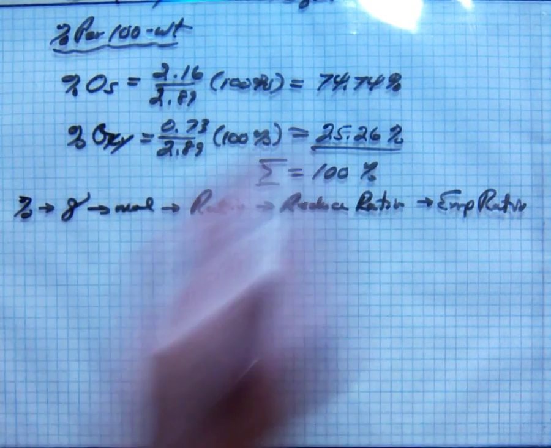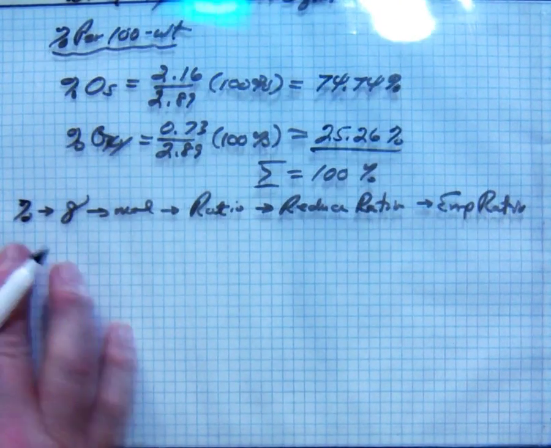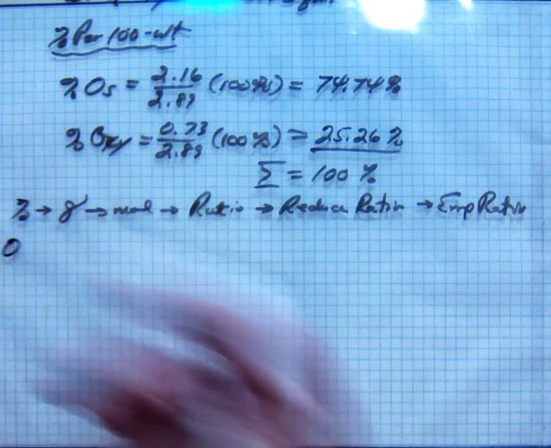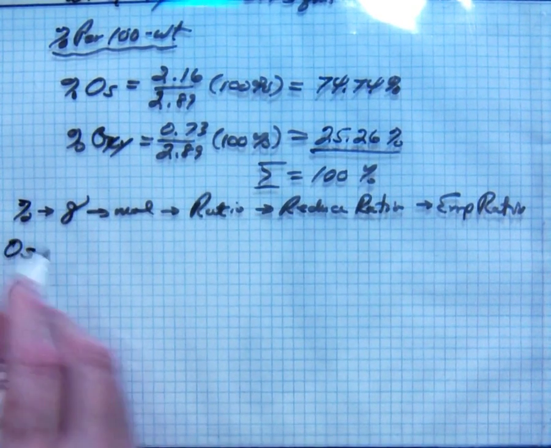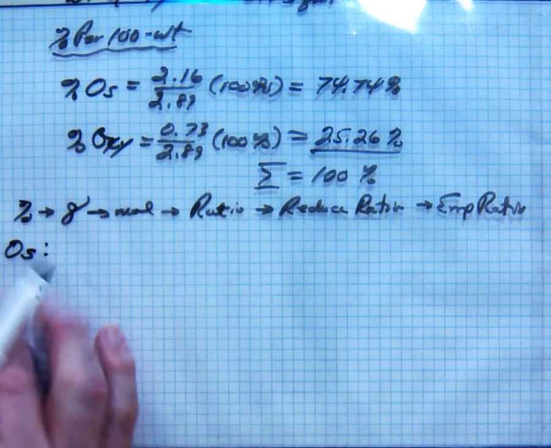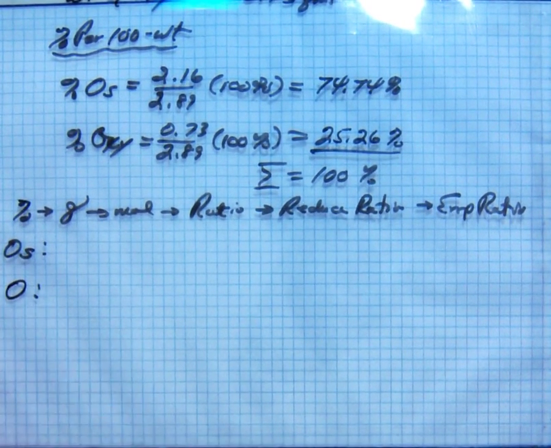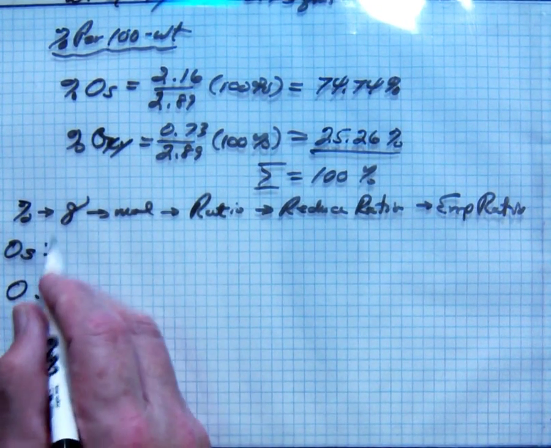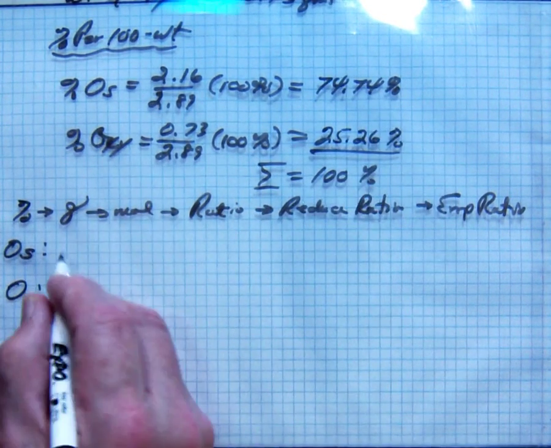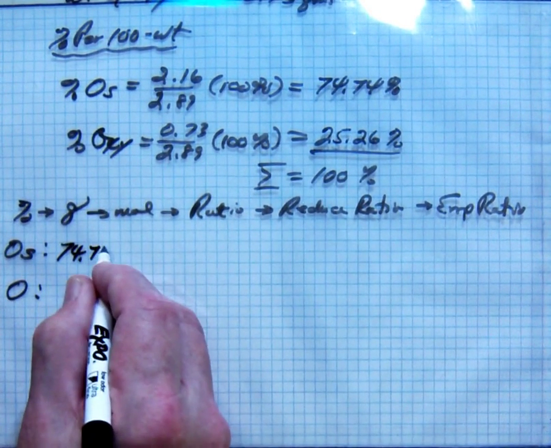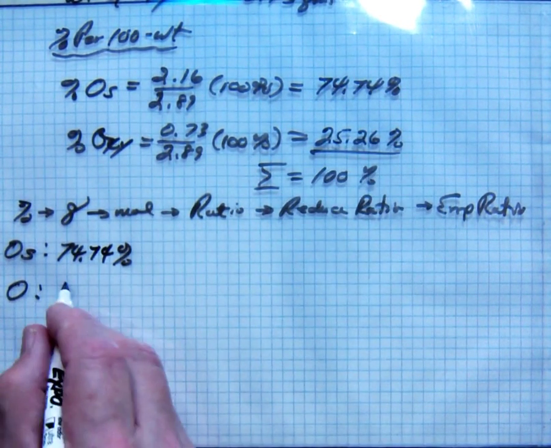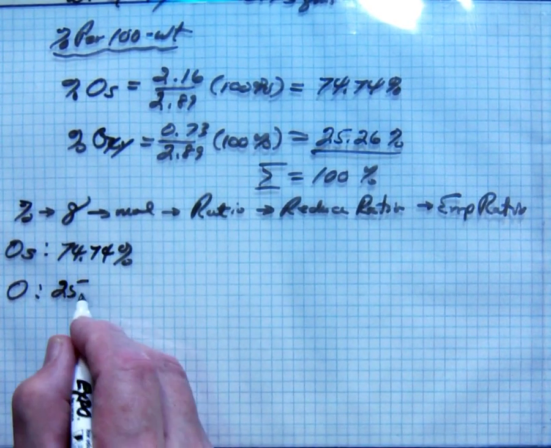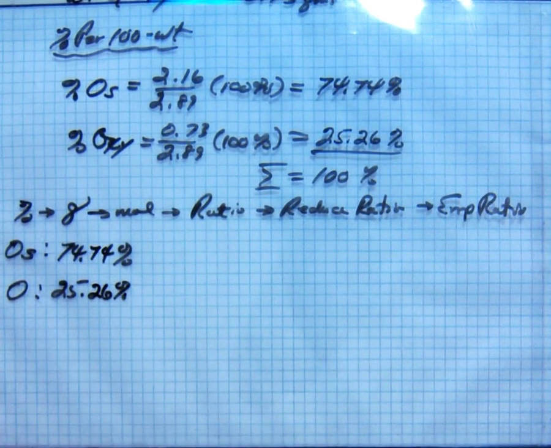Okay, so we'll take the percentages. I usually start by writing out the element symbology, say osmium, and then I'll put oxygen here, colon. It's just, to me, the way I want to do it. You pick another way, but this works for me. So the percent of osmium per hundredweight was 74.74% per hundredweight, and oxygen 25.26% per hundredweight, and it adds up to 100%.